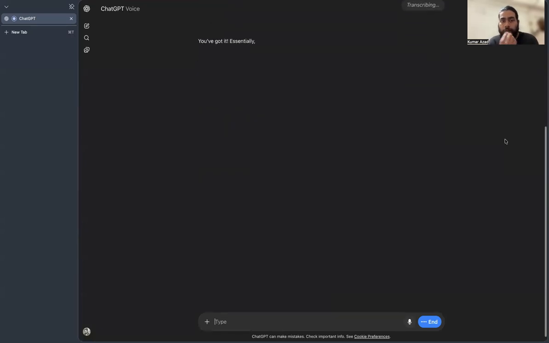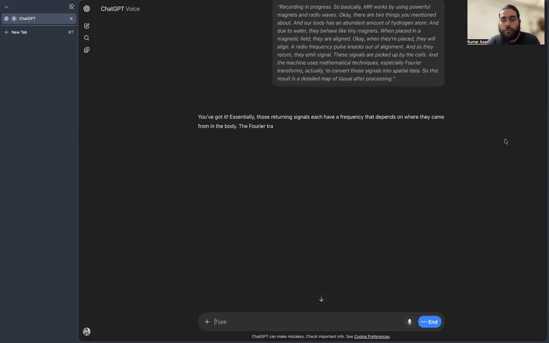You've got it. Essentially, those returning signals each have a frequency that depends on where they came from in the body. The Fourier transform is what lets the machine decode those frequencies into a clear image, so each spot in the scan corresponds to a specific point inside you. In the end, that's how we get those detailed tissue contrasts.